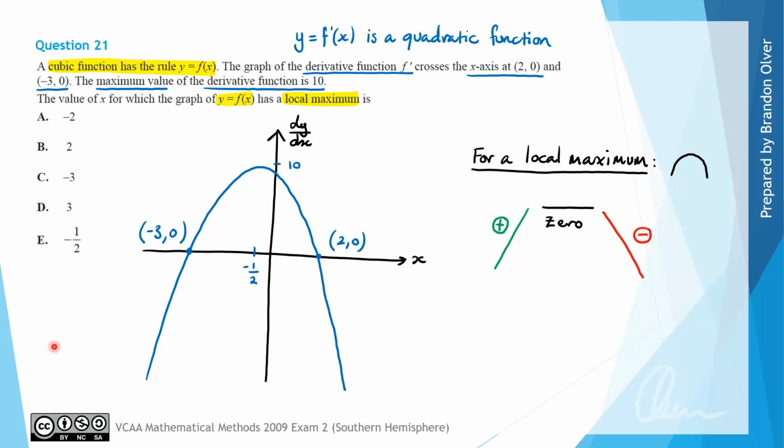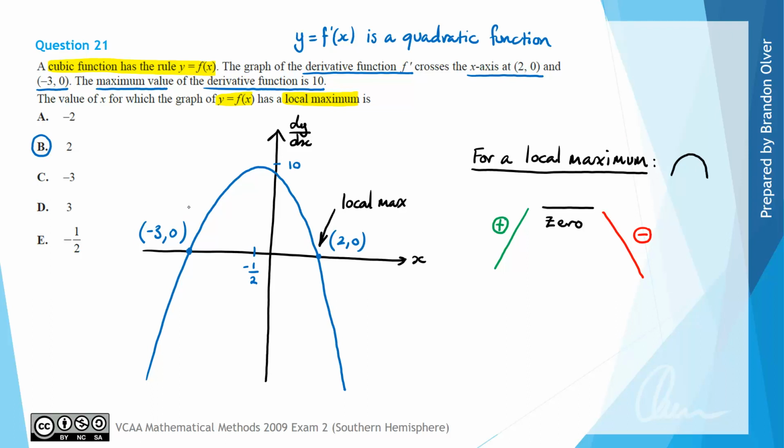We need dy/dx, the derivative graph, to be positive, so we need to start in the positive region. Then we need it to go through 0, which happens when x is 2, and then we need the gradient to be negative for x values bigger than that. So that means this point here is a local maximum, as we have positive derivative values, 0, and then negative derivative values. So that characterizes a local maximum, so our answer to this question is 2.